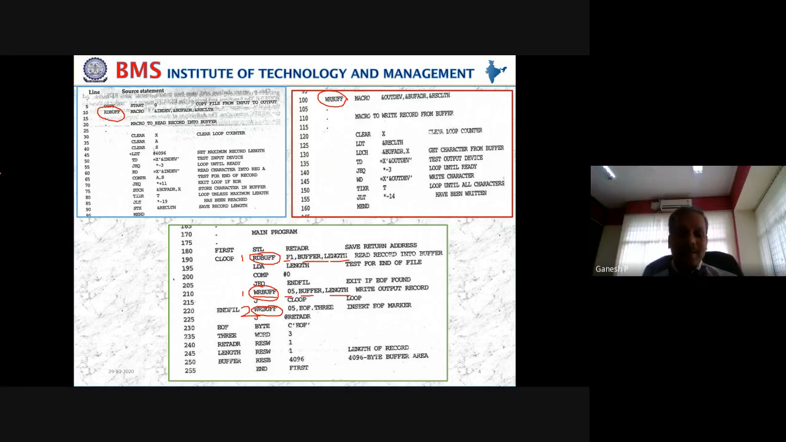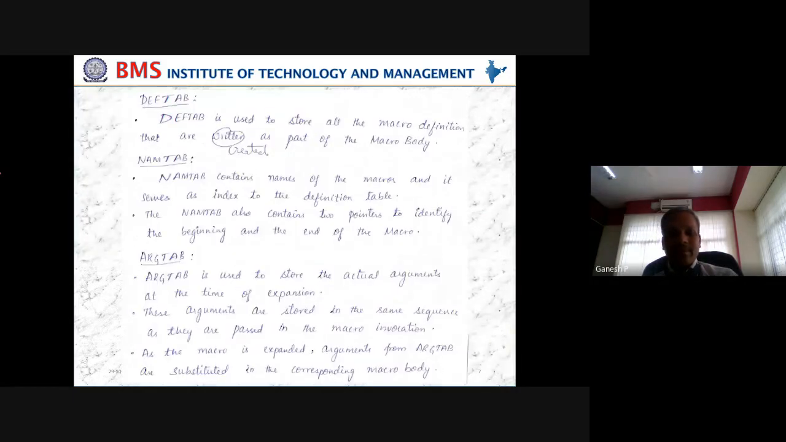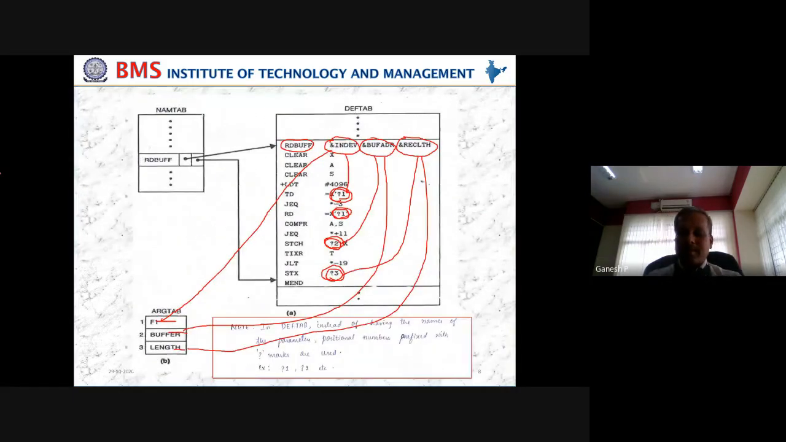So nested macros are better implemented using a stack as a data structure as far as the argument table is concerned. That is the solution we have to keep in mind now. That is the idea behind the argument table. Otherwise, you will be losing the data. The buffer length will be replaced by the new call.